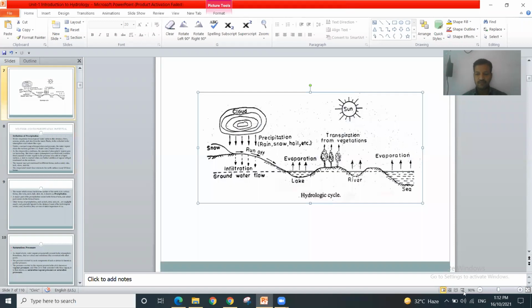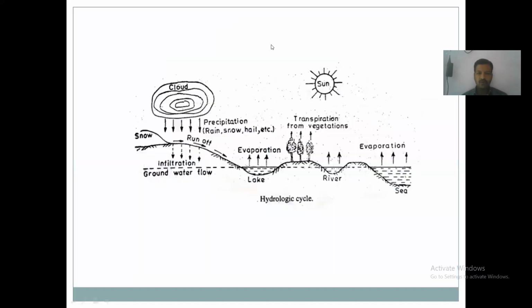See this. The water will flow in a downward direction. When water falls from the sky, the precipitation occurs in the form of rain. It will percolate to the ground surface in a downward direction. During this process, the water will percolate through the voids of soil. It will reach the groundwater table.